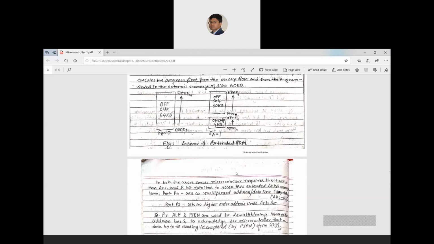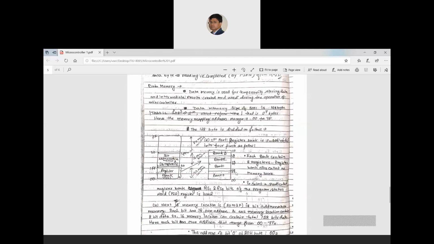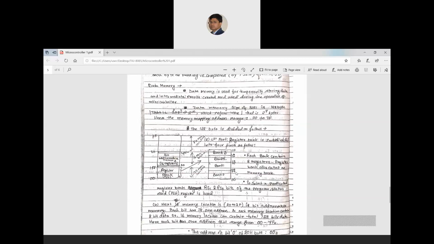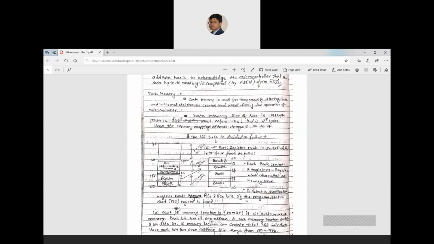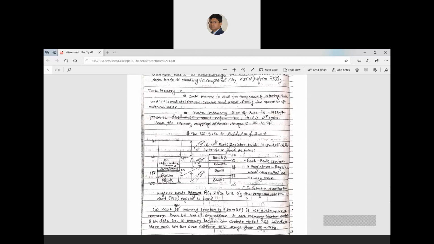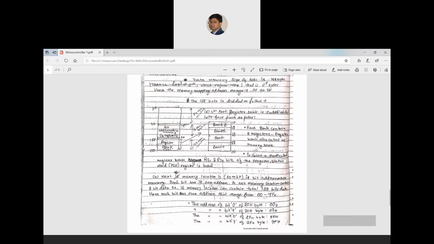Okay, so next is data memory. What is the size of the data memory? The data memory size is 128 byte. And how is the data memory divided? The data memory is divided into three parts. What are the names of these parts? The names of the parts are register bank, bit addressable memory, and general purpose memory, which is vacant space for storing the data. Basically, data memory is the part of the random access memory, RAM, and its size is 128 byte.